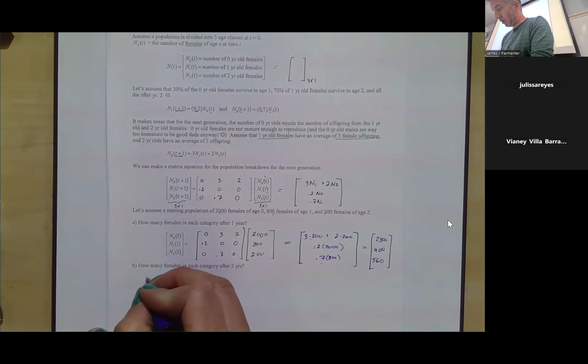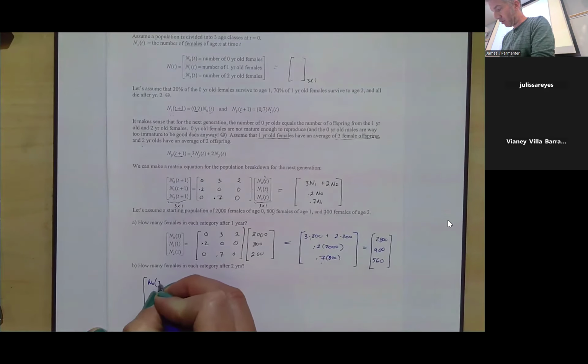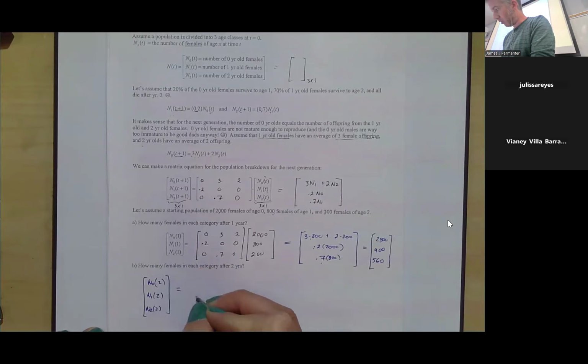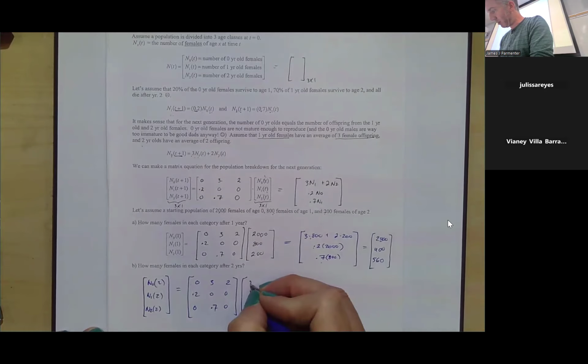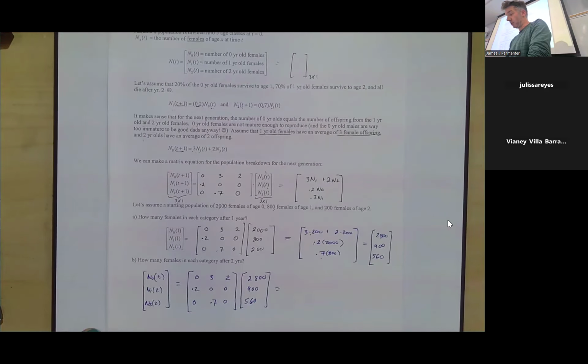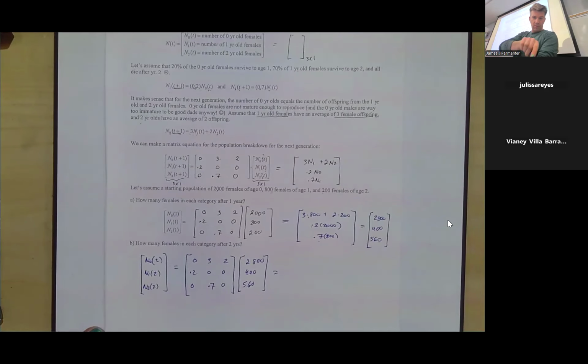So this would end up being N0 of 2, N1 of 2, and N2 of 2. And it would equal this same matrix, 0, 3, 2, 0.2, 0, 0, 0, 0.7, 0, multiplied by this amount after 1 year that we just found: 2,800, 400, 560. Same idea. And again, please, you all on Zoom, if something gets off screen, let me know, because I'm doing this a slightly different way, so it's less easy for me to see what's on the screen exactly.